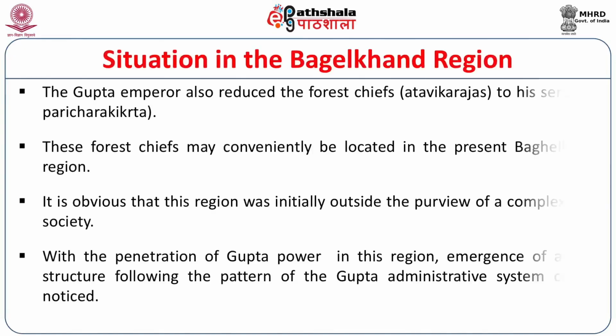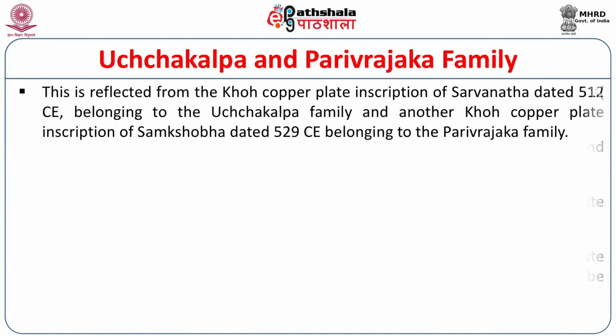So it was not within the monarchical structure, but with the penetration of the Gupta power in these regions, the emergence of a state structure following the pattern of the Gupta administrative system could be noticed. So the areas which were not under a proper monarchical setup were gradually gaining monarchical structure. And this we know from their inscriptions. We have two dynasties actually of this region. One is the Uchakalpa and the other is the Parivrajaka family.